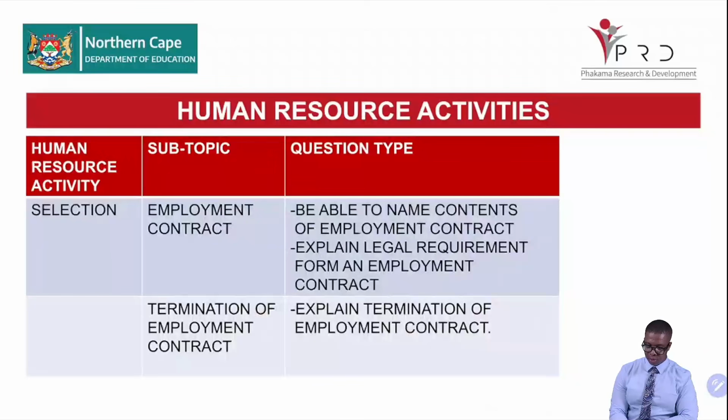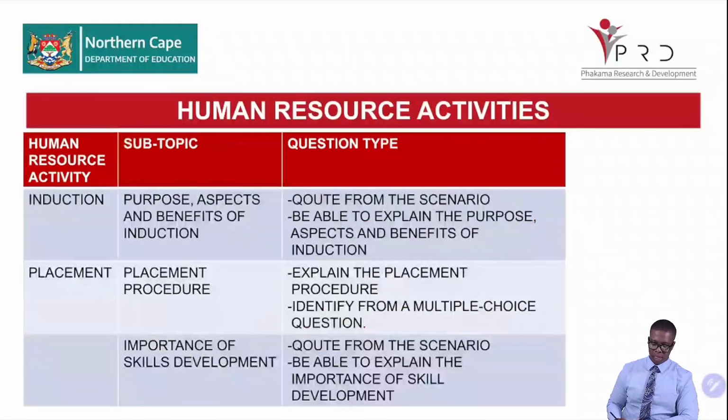You should know the following: be in a position to name contents of the employment contract, which might be your 3.2, and then also be in a position to explain the legal requirements of an employment contract. Then termination of employment, you need to be in a position to explain termination of the employment contract. And again, the examiner may ask you to what? To quote the termination of employment contract from a scenario.